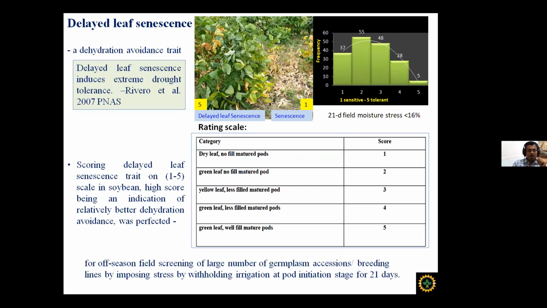It's a dehydration avoidance trait, and delayed leaf senescence induces extreme drought tolerance. Scoring of the delayed leaf senescence trait on a 1 to 5 rating scale in soybean has been standardized, with a high score of 5 and a very low score of 1 being the indicators of relatively better dehydration avoidance, and was perfected for off-season field screening of a large number of germplasm accessions and breeding lines by imposing drought stress by withholding irrigation at the pod initiation stage for 21 days.